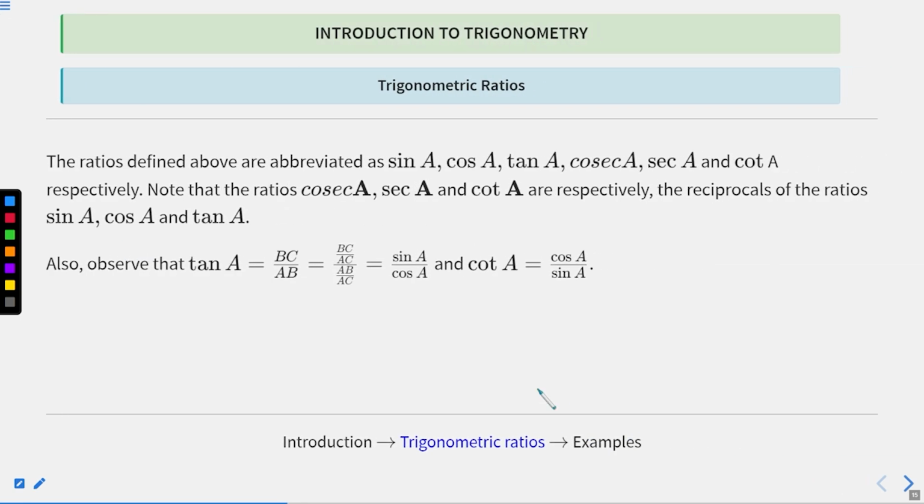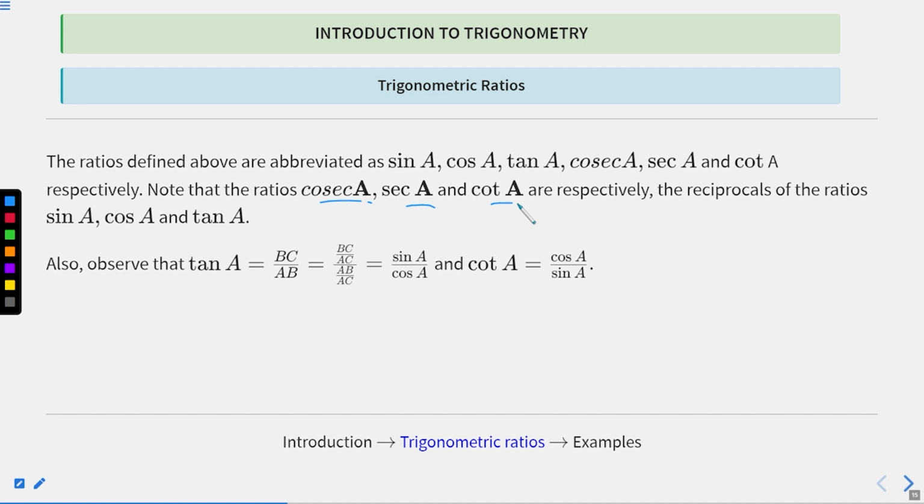So here the ratios defined above are abbreviated as sin A, cos A, tan A, cosec A, sec A, and cot A respectively. Okay, so note it down. The ratios cosec A, sec A, and cot A are respectively the reciprocals of the ratios sin A, cos A, and tan A.